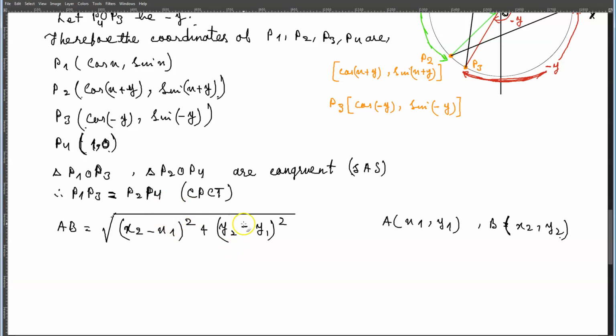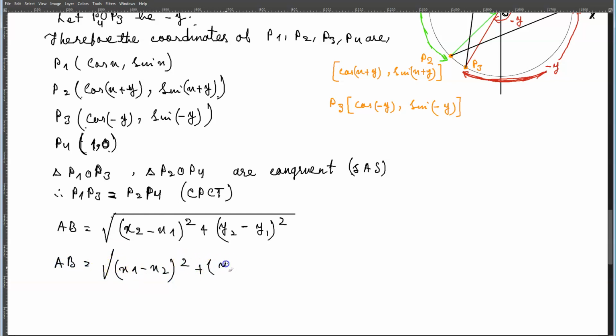And of course, since these are being squared, you can write it the other way around as well, meaning that you can write AB is equal to the square root of x1 minus x2 whole squared plus y1 minus y2 whole squared. That would also give you the same result, because you are raising this to the second power, so it doesn't really matter whether you write x2 minus x1 or x1 minus x2.